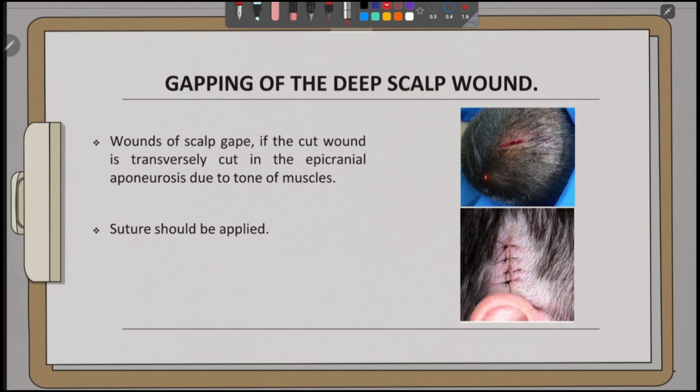When you see the Galea Aponeurotica, it is running longitudinally. So in this tendon, if the wound is present transversely, then because of the pull of the frontalis muscle and occipitalis muscle, there is a gap. To prevent the bleeding from this gap, we have to apply the suture and then the bleeding is stopped.